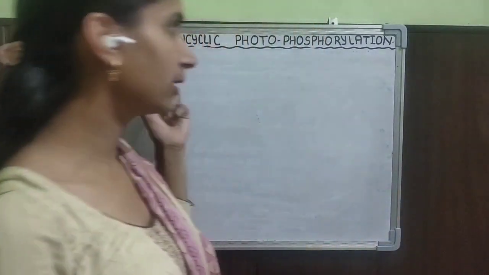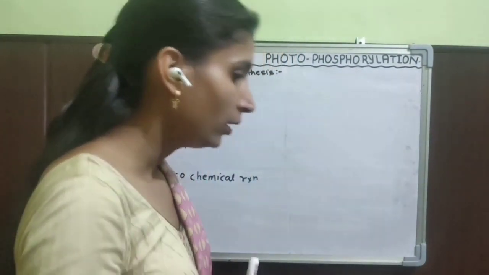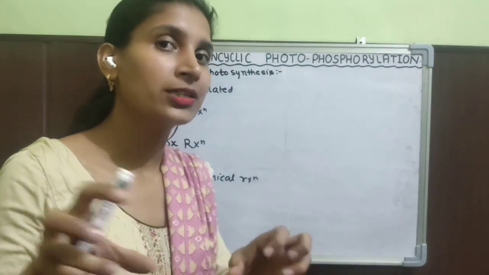So today I'm trying to clear a concept that is the cyclic and non-cyclic photophosphorylation. So let us start our today's topic, that is cyclic and non-cyclic photophosphorylation. Before starting this topic, we have some brief idea about what is photosynthesis. So let me introduce the concept of what is photosynthesis.